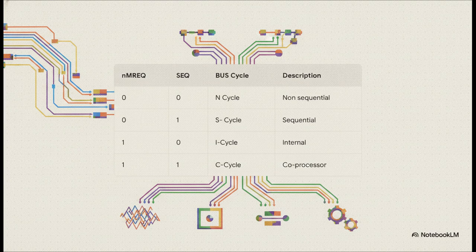For instance, 2 zeros trigger an N cycle or non-sequential cycle. That's where memory access is completely unrelated to the previous transfer. A 0 and a 1 triggers an S cycle or sequential cycle, which is heavily used for rapid burst data transfers where the location is right next to the previous one. A 1 and a 0 is an internal cycle, meaning no actual memory access is performed, it's just doing internal execution. And finally, 2 1s trigger a coprocessor cycle. This logic matrix is essentially the routing brain for all the system's data.